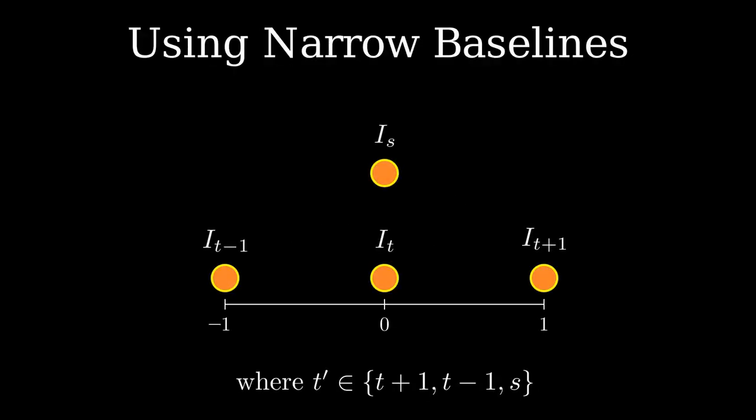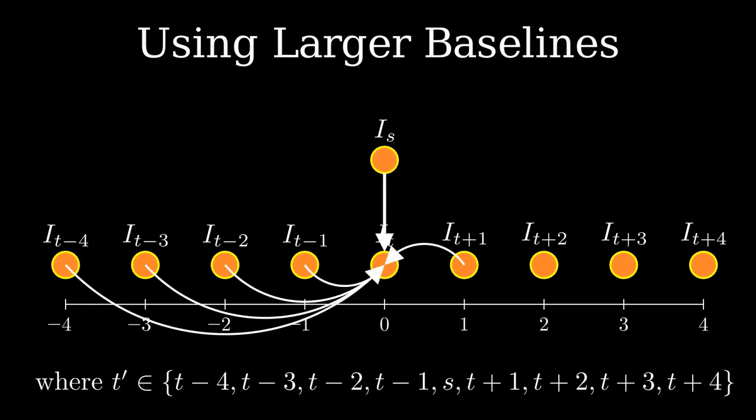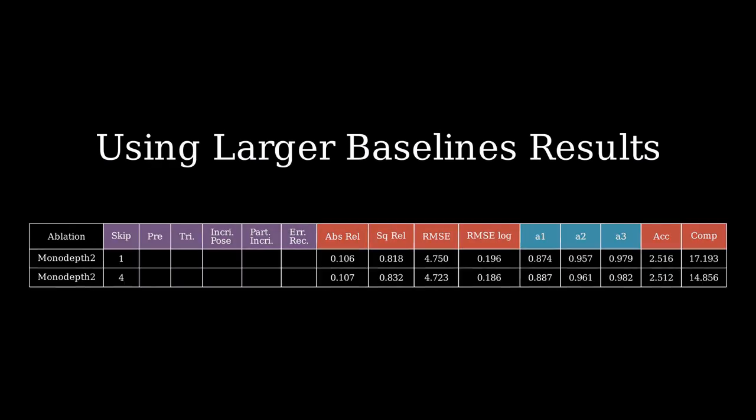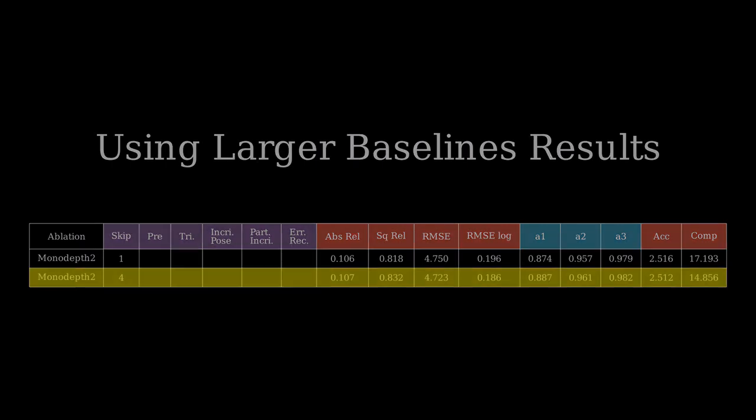Rather than using narrow baselines, we could use larger frames of separation or wider baselines to create reconstructions of the target image, resulting in an updated set of source images. However, this approach has little effect on the final results due to the use of minimum aggregation.